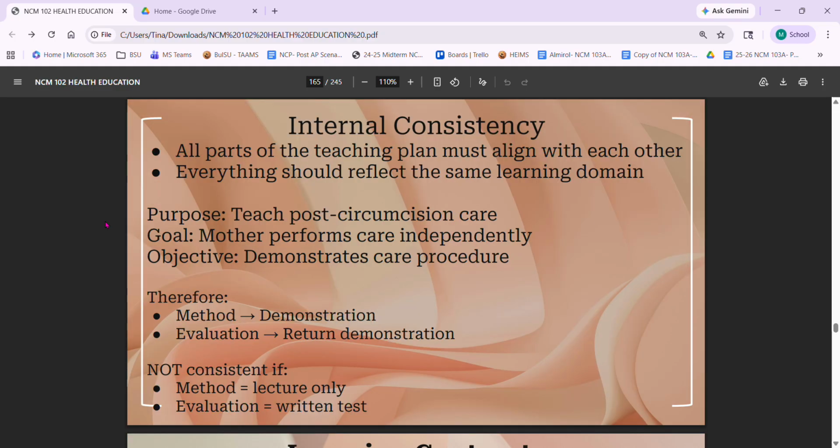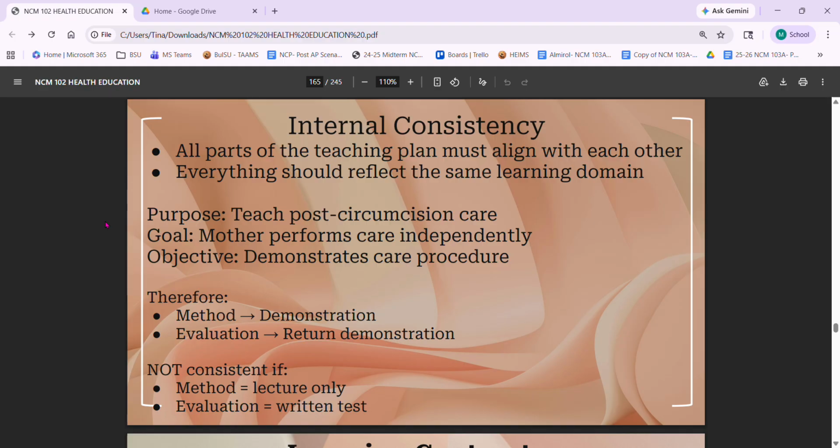Okay? Now, when you say internal consistency, all parts of the teaching plan must align with each other. So, pag gumawa kayo ng health teaching plan ninyo, everything should reflect the same learning domain. So, yung purpose, yung goal, yung objective, okay? Let's say, ang purpose mo is to teach post-circumcision care. Ang goal mo, yung mother ang magpa-perform independently. Anong objective? Mag-demonstrate ng care procedure, okay?